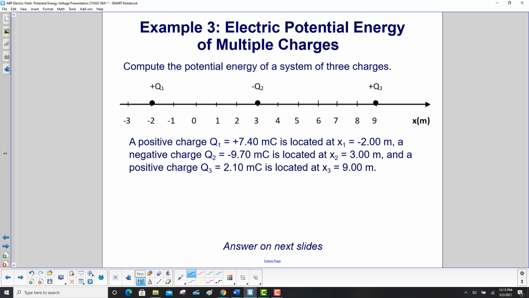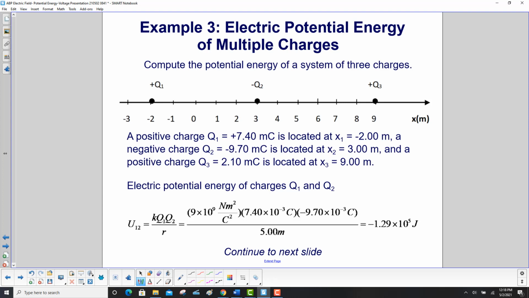Compute the potential energy of a system of three charges, and the charges are listed here with their magnitude, with their sign, and where they are located on the number line. And we'll work through this on the next few slides. We'll start by computing the potential energy between the first two charges, Q1 and Q2. We'll have to change millicoulombs into coulombs, and 1 millicoulomb is 10 to the minus 3 coulombs.